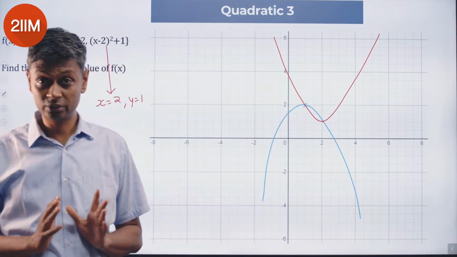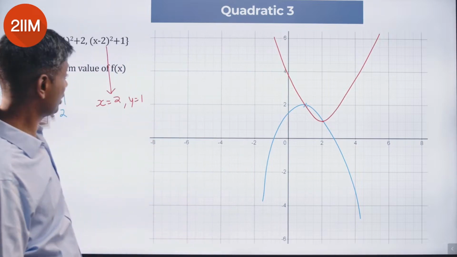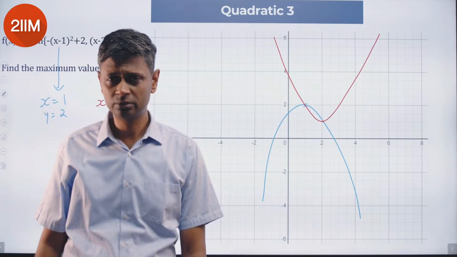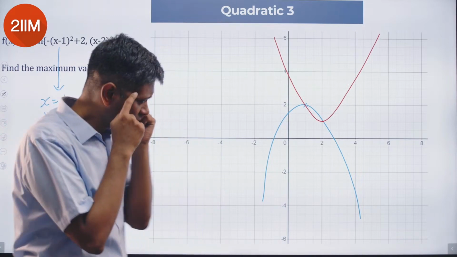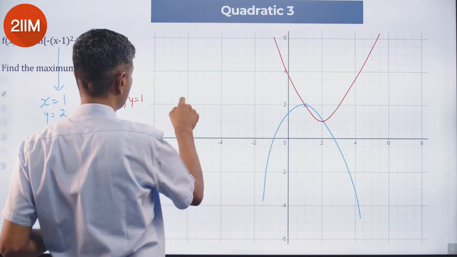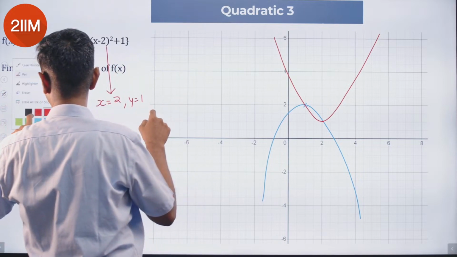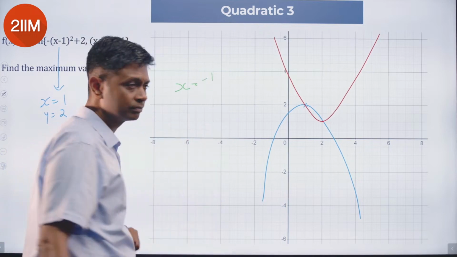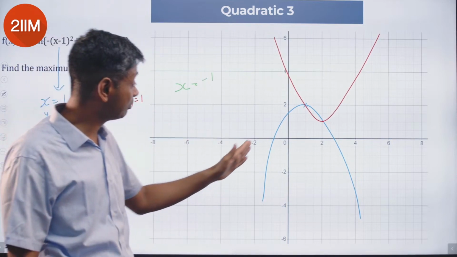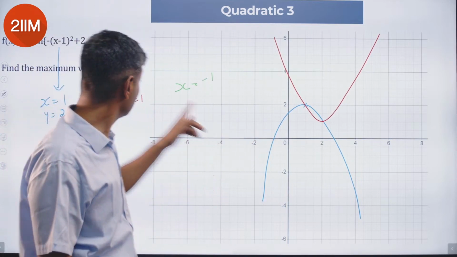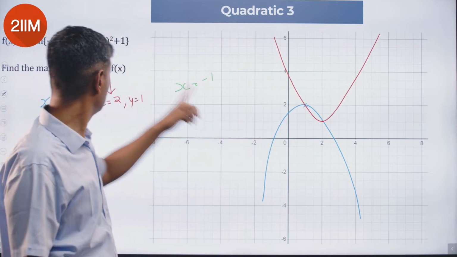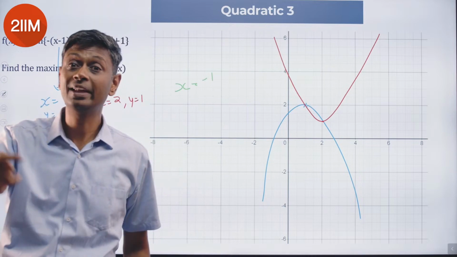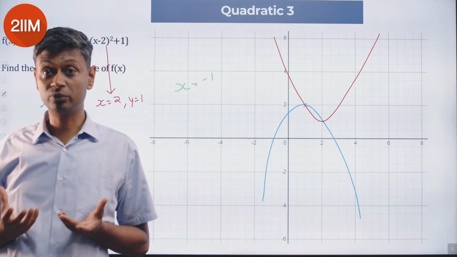Got the two curves. What is my function? My function is said to be the minimum of these two curves. Suppose I put x equal to minus 1, then this curve gives a value, and this curve gives this value. What value will my function take? The lesser of the two, because it's the minimum of these two.